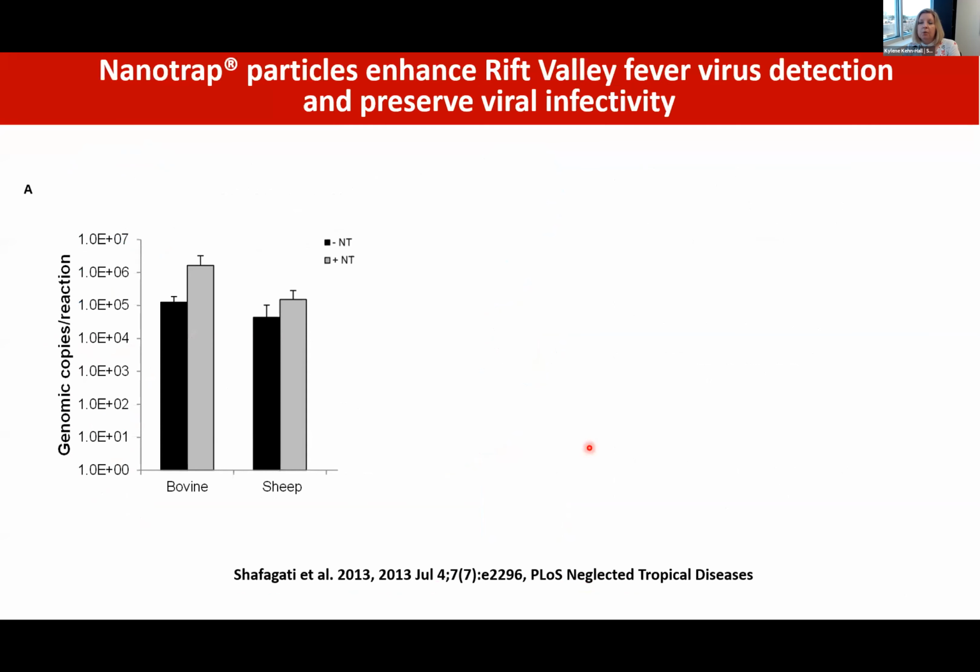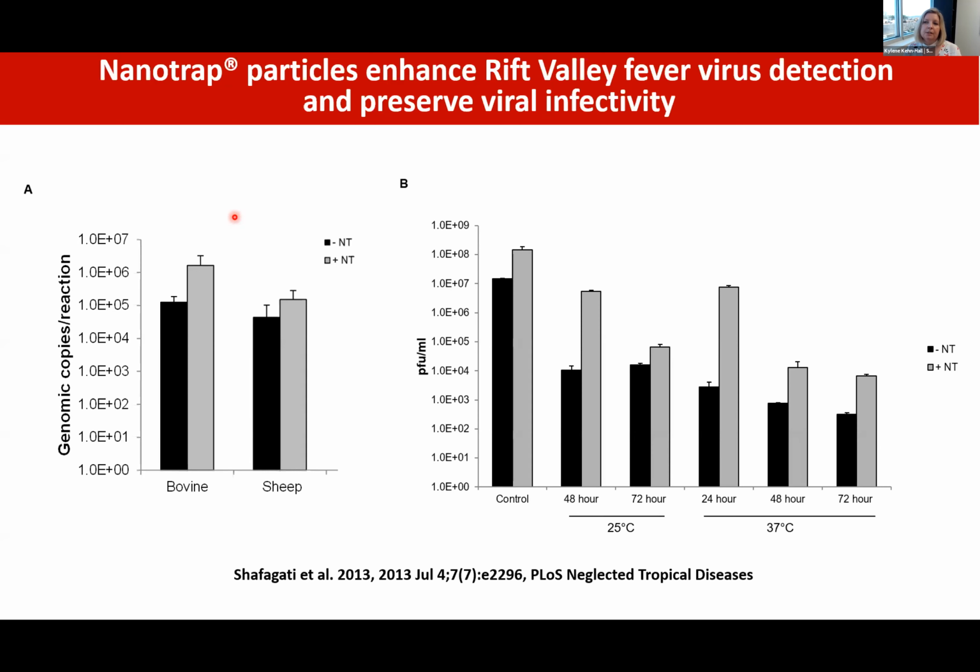So our first project aimed to see if the Nanotrap particles could be applied to enhancing Rift Valley fever virus detection. And when we first started this project, we used some spike samples where we added virus to either bovine serum or sheep serum, plus minus nanotraps, and we looked at the amount of virus present by RT-qPCR, and you can see that in the presence of nanoparticles, we see about a 10-fold enrichment of our genetic material detected.